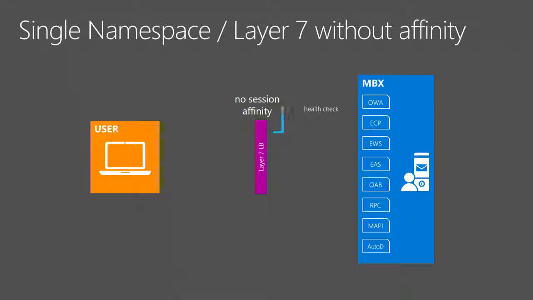So same thing. You're doing a health check, except now, because you're layer 7, it can understand things. Now, in this case, the reason it can understand the virtual directories that we're trying to get to is in this configuration, not only are you not using session affinity, but you're also terminating SSL at the load balancer so that the load balancer can unpackage and figure out where it's going to and direct the request appropriately. So here we've got a single namespace, layer 7 without affinity, SSL being terminated at the load balancer.